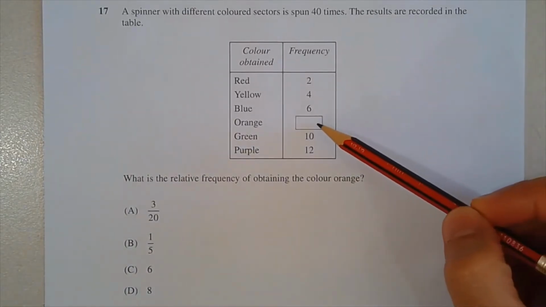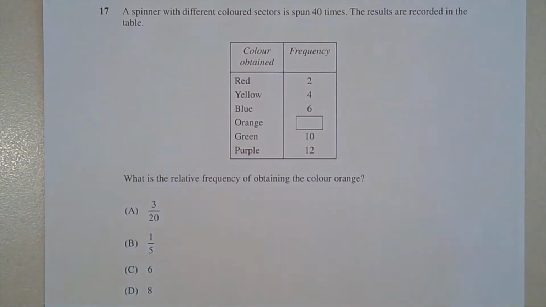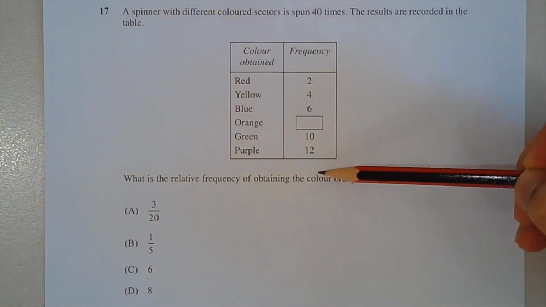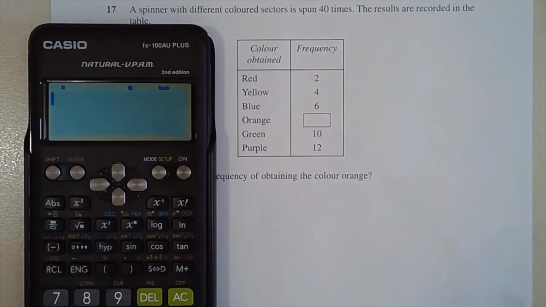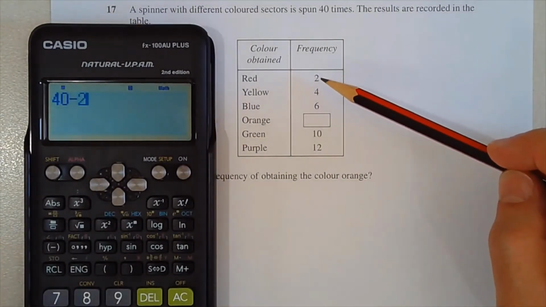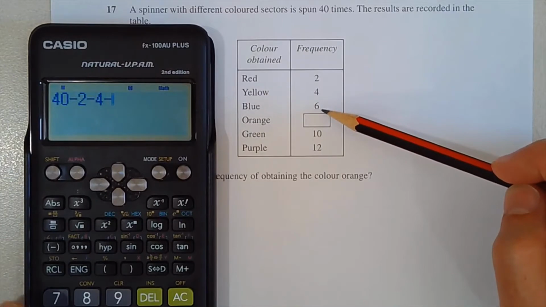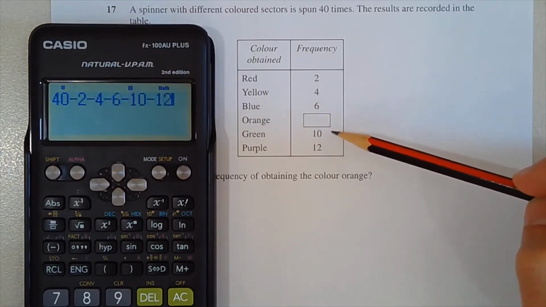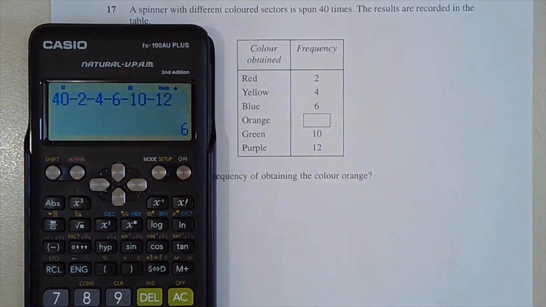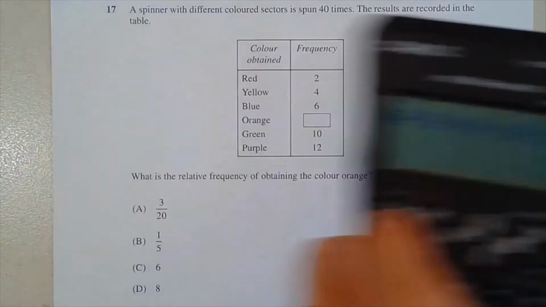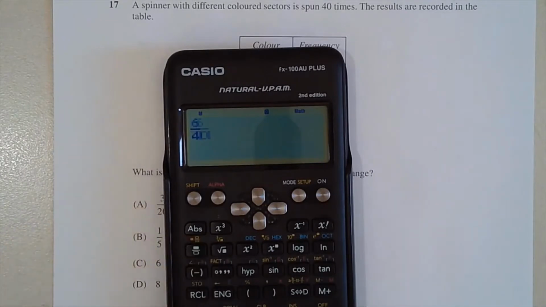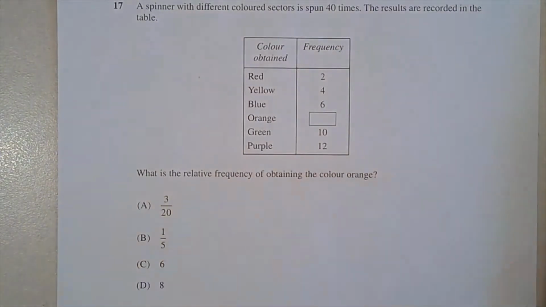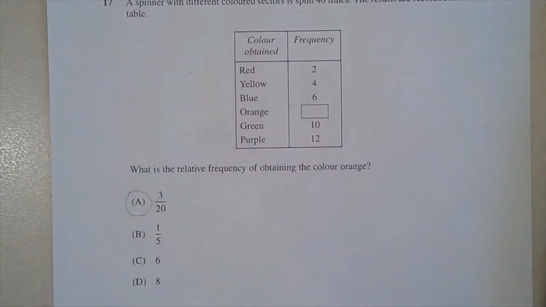So to determine the missing value here, we know that the sum of the frequency column should equal 40. So 40 minus 2 minus 4 minus 6 minus 10 minus 12 will give us the frequency of orange, which is 6. And then 6 divided by 40 will give us the relative frequency, which is 3 over 20. So the answer is option A.